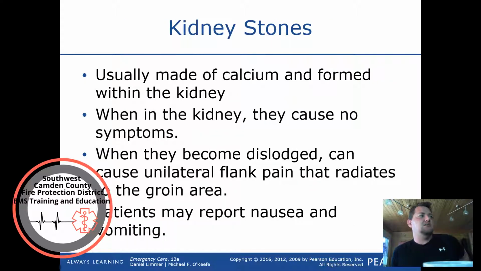All right, so kidney stones we talked about a little bit in the last lecture. They're usually made up of calcium and formed within the kidney. When in the kidney they cause no symptoms. When they become dislodged, they can cause unilateral flank pain that radiates to the groin area, and patients may report nausea and vomiting.